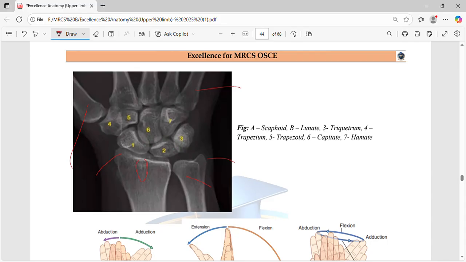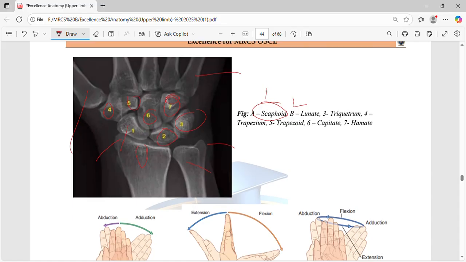Here number one is the scaphoid, and we have the lunate on number 2, and then the triquetrum on number 3. So scaphoid, lunate, triquetrum, and pisiform. Pisiform is absent from this view. And then we have the trapezium and the trapezoid, and then the capitate and the hamate, and here the hamate tubercle. So this is how you determine.